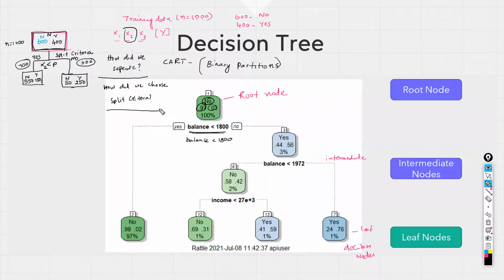How did we separate? We separated with a split criteria. But how did we choose the split criteria? If we answer these two questions, we know how decision trees are going to work, right? Fine. Now let's understand how we can answer this. How did we choose the split criteria?